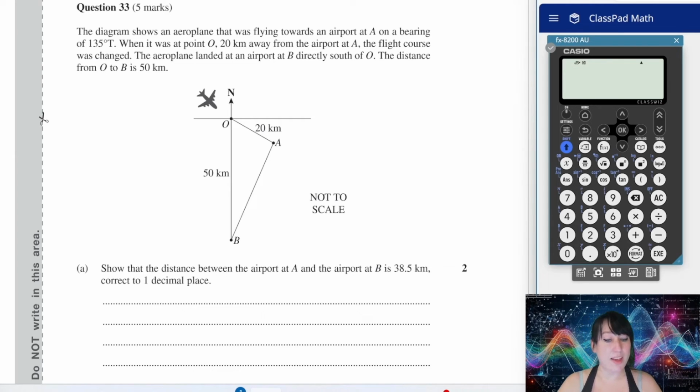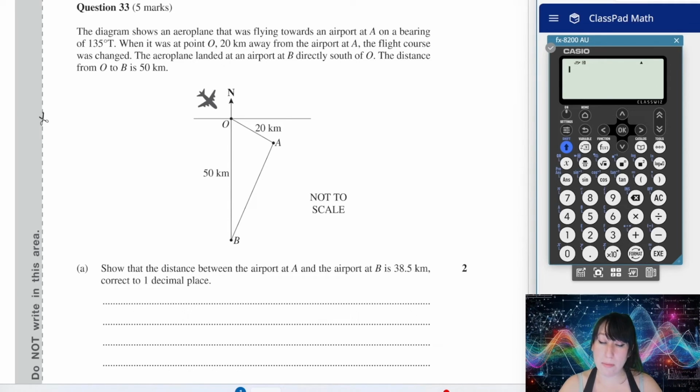Question 33. The diagram shows an airplane that was flying towards an airport at A on a bearing of 135 degrees T, as in a true bearing, when it was at point O, 20 kilometers away from the airport at A. The flight course was changed. The airplane landed at an airport at B, directly south of O. The distance from O to B is 50 kilometers. So they have put the 50 kilometers and 20 kilometers on the diagram.